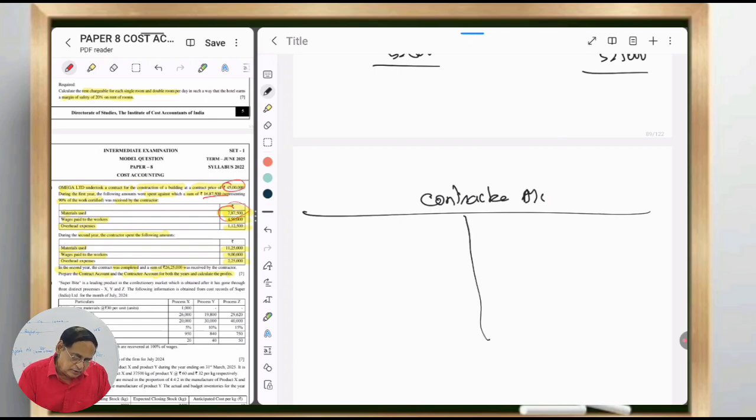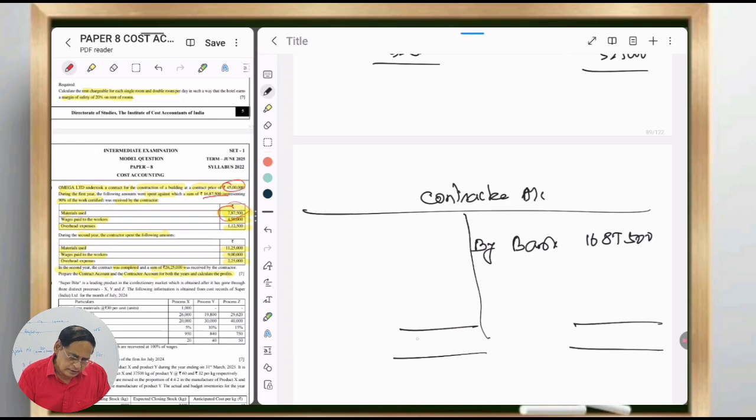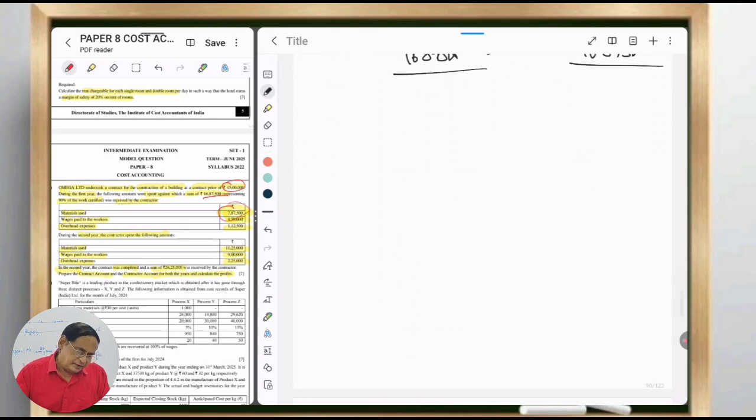In the first year, the contractee account: how much received? Bank account debit to contractee account, that is during the first year we received by bank account debit to contractee 16,87,500. So this will be the closing balance. So you close it, 16,87,500, 16,87,500. So to balance, carry down, that is 16,87,500.